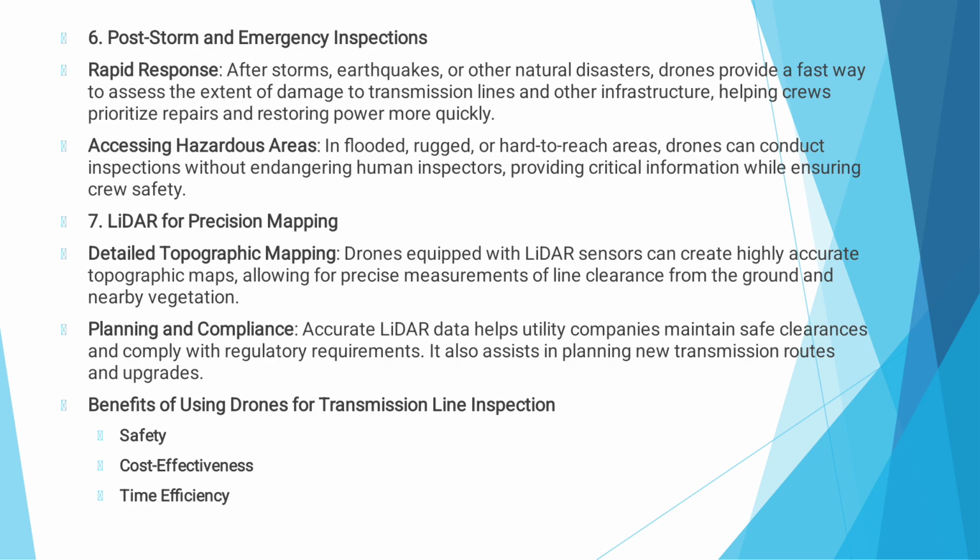Then LiDAR for precision mapping. Detailed topographic mapping. Drones equipped with LiDAR sensors can create highly accurate topographic maps, allowing for precise measurements of line clearance from the ground and nearby vegetation. Planning and compliance. Accurate LiDAR data helps utility companies maintain safe clearance and comply with regulatory requirements. It also assists in planning new transmission routes and upgrades.